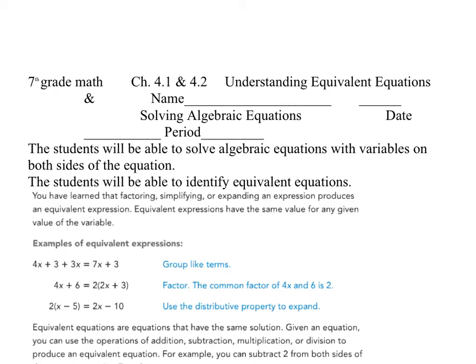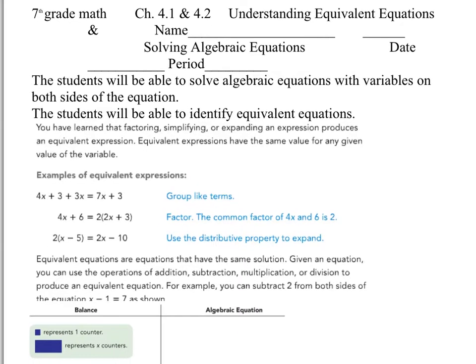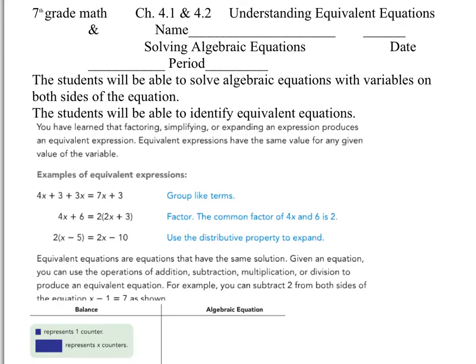All right, so we are going to start 4.1 and 4.2, understanding equivalent equations and solving algebraic equations. Now, it says we're going to work on variables on both sides, and that is the end goal. Next week, we will be doing that. But for today, we will be just identifying equivalent equations and solving basic two-step equations.